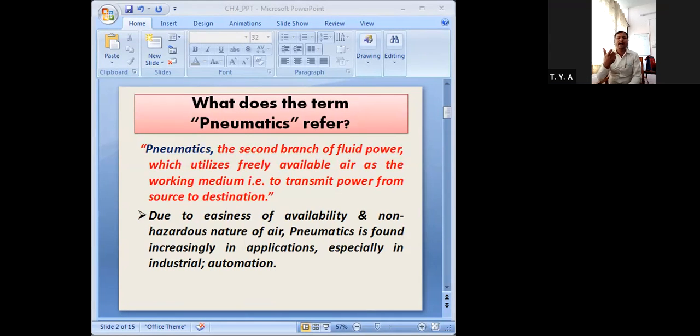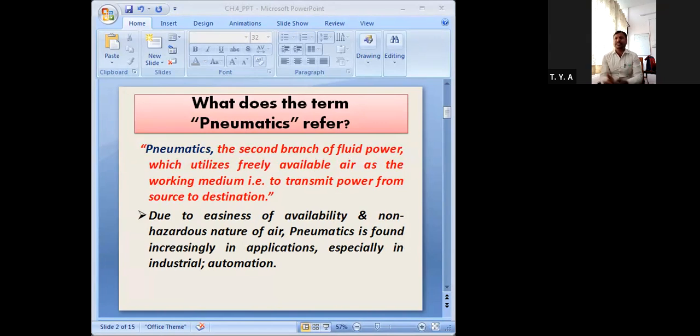Now what is its English meaning? Because this pneuma is a Greek word, pneuma means air, or you can call it wind or breath, as per the meaning in English. From the Greek word pneuma to English, you can consider it as air, or wind, or breath. Its meaning is that.